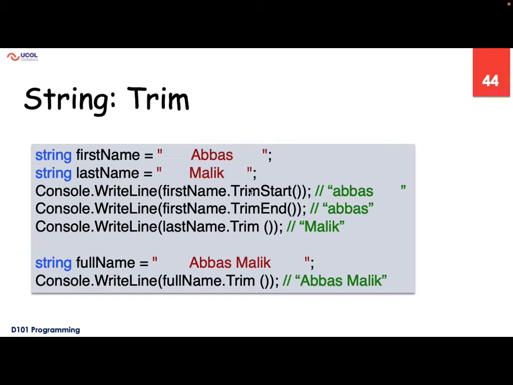For example, I give you the example here. For example, we have Abbas Malik. When we trim, it is not going to remove the space between Abbas and Malik. It will only remove the spaces at the start and at the end. Clear? So that is a trim function. Normally we use it. Sometimes there are leading spaces or spaces at the end which are unnecessary, so we can just remove them.